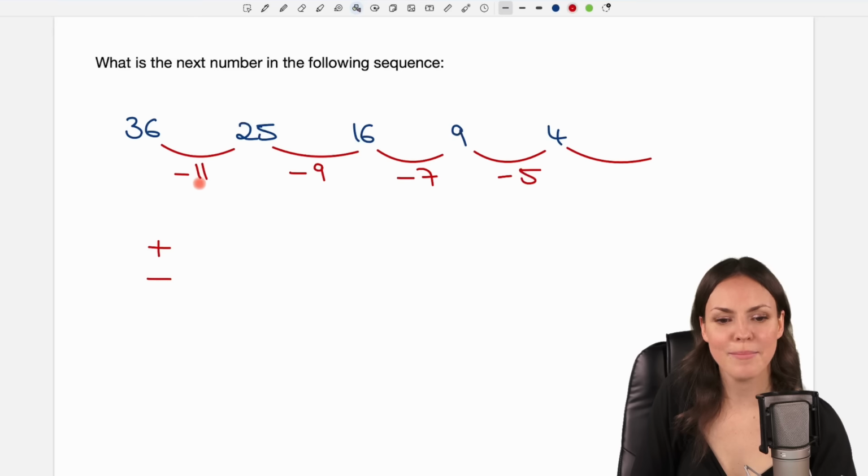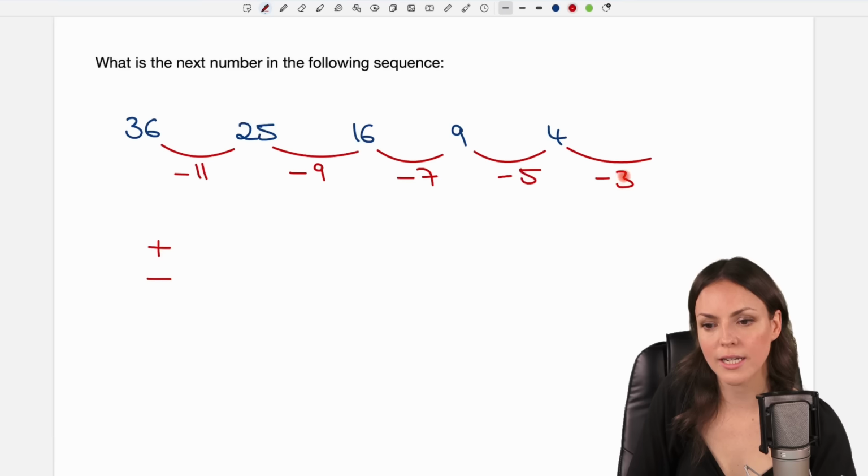So is there a pattern? -11, -9, -7, -5, these are all odd numbers. So the next odd number would be -3, and we have 4 minus 3, which equals 1.